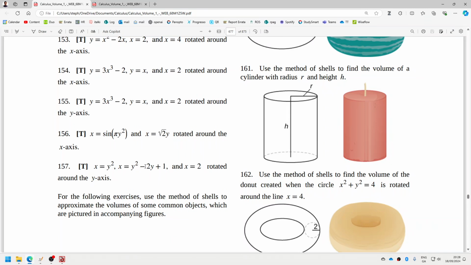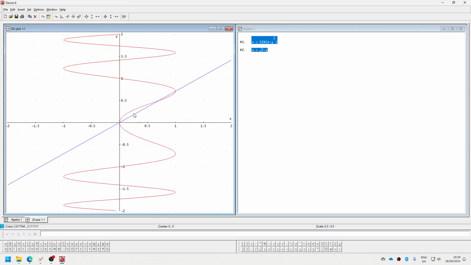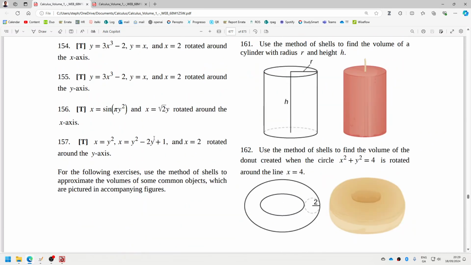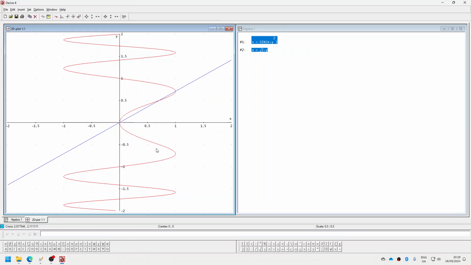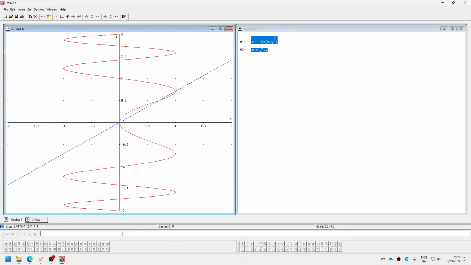Rotate it around the x-axis. Take it around the x-axis. So, I guess, do they mean these two pieces? That is the region bounded by both. So, yeah, I guess so. All right, so let's find their intersection.